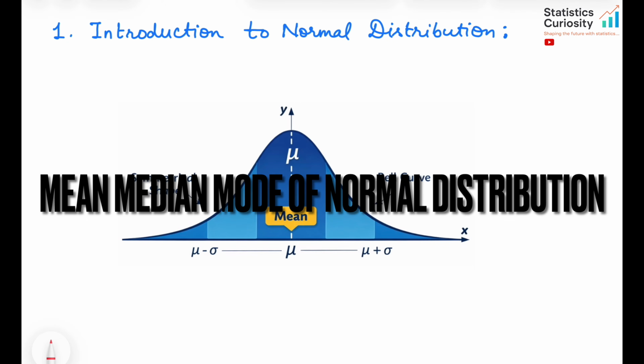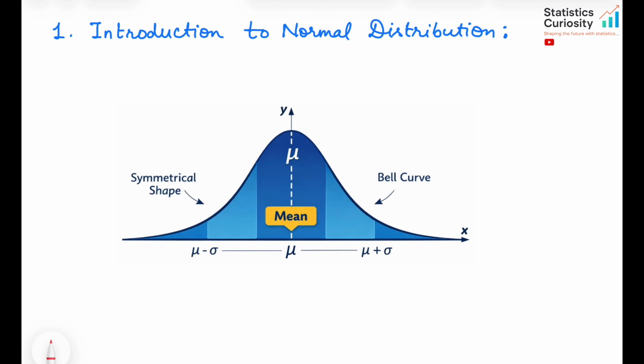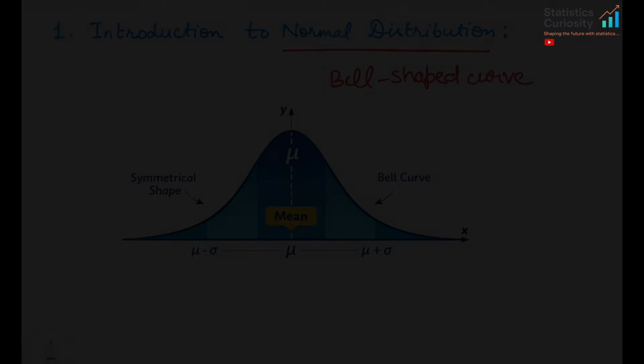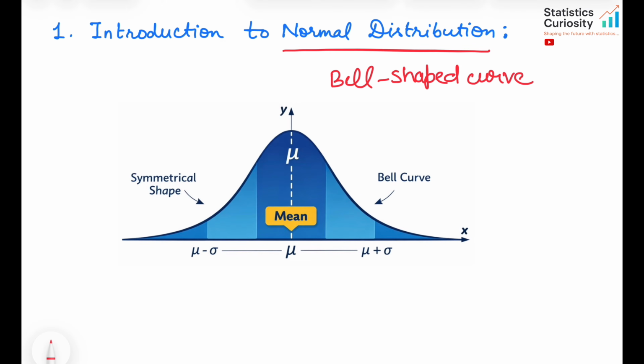Friends, in today's video we are going to study one of the most important distributions in statistics. This distribution is called the normal distribution, and it is also known as the bell-shaped curve. In this video, we are going to prove the mean, median and mode of the normal distribution, and we will prove it mathematically with all the derivations.